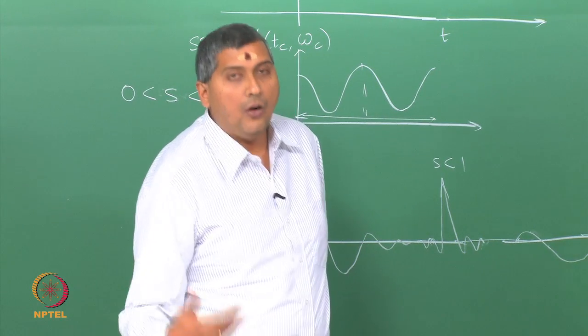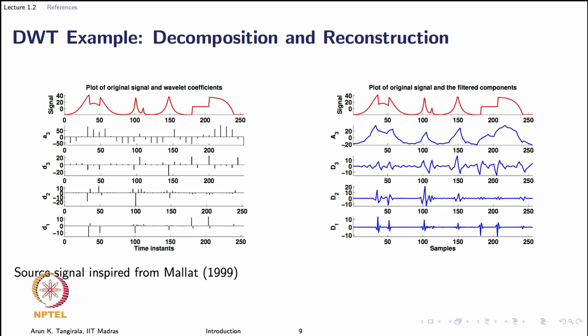So, just to give you a feel of how DWT looks, I have an example for you taken from Mallat's book. The signal itself is taken from Mallat's book, but the figures have been completely regenerated. So, look at the left figure that we have here. On the top, I have what is known as a piecewise polynomial signal. It has features such as discontinuities, very sharp, smooth changes and so on.